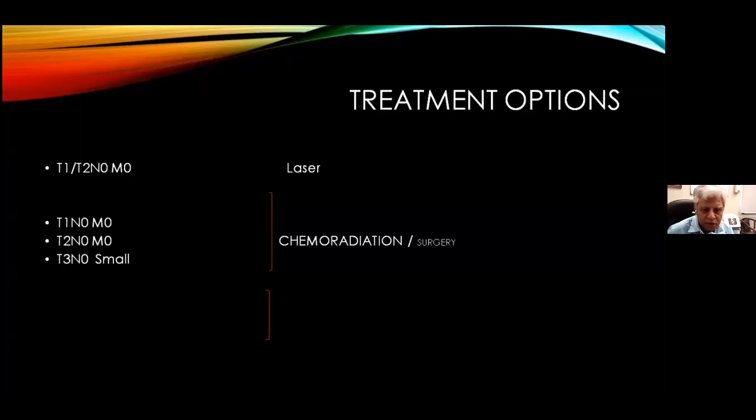So this is the summary. Laser in very early stage, T1, T2. Small T3 may, instead of laser, you give chemo radiation, and surgery in advanced stage. Sometimes, if you do not have the facility of laser or chemo radiation and the patient has a very small tumor, you can do a limited surgery, like just remove the vocal cord or do the partial laryngectomy.